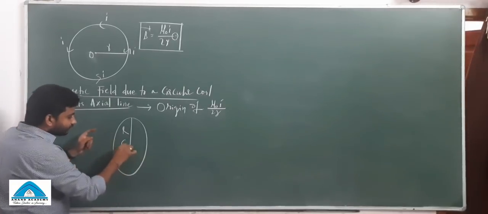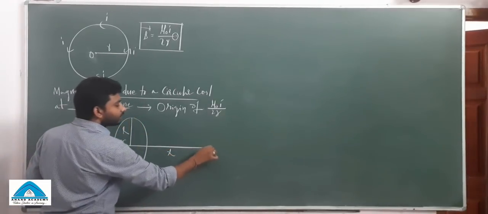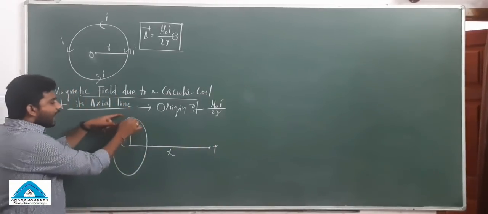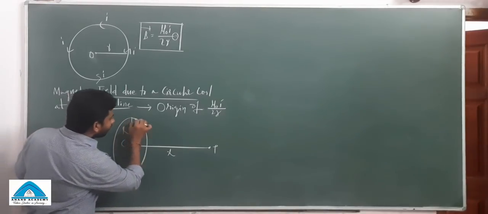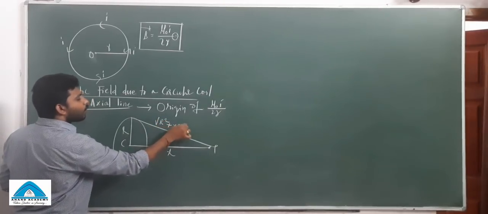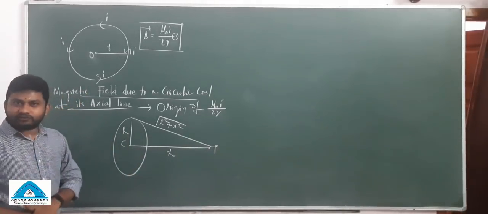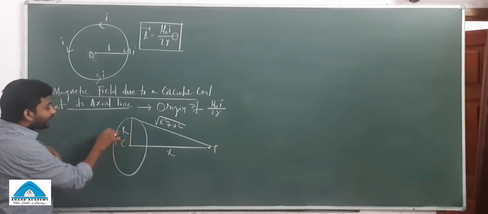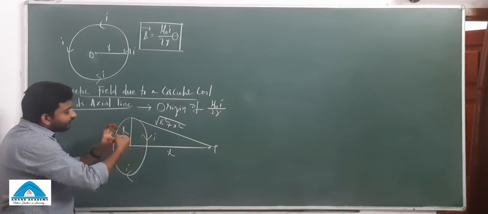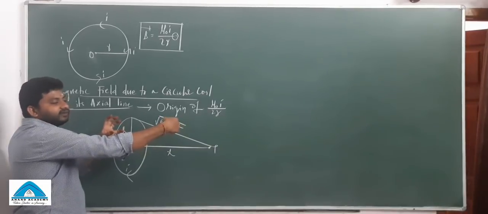From the center, at a distance x, we need to find the magnetic field at the point P here. This is the point P and this is r. So there is a length here, that is square root of r square plus x square. Why? Because of the Pythagoras theorem. At this point P, that's the interesting part. Imagine the current flowing through this ring is I, and on the axial line, at some point P, we are going to find out the magnetic field.